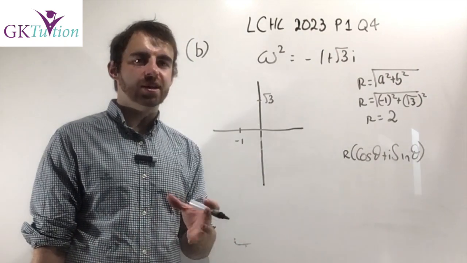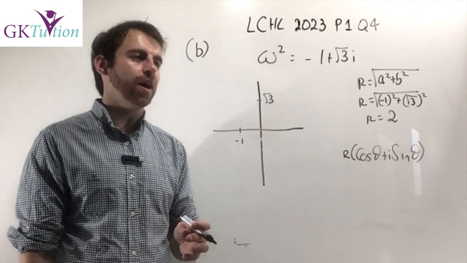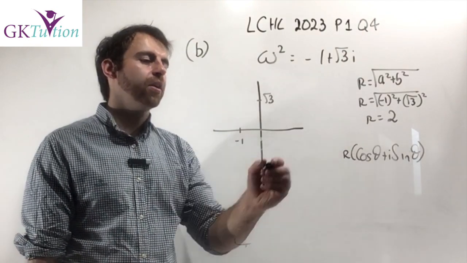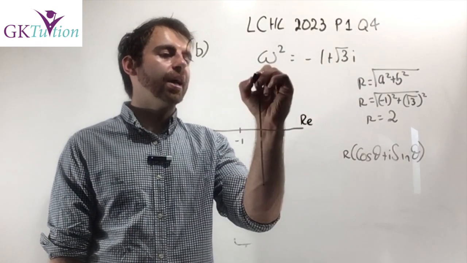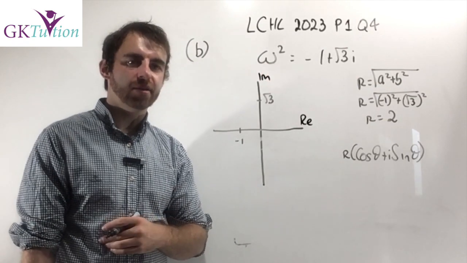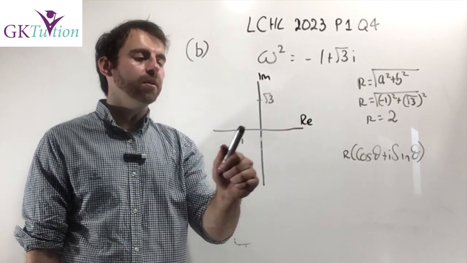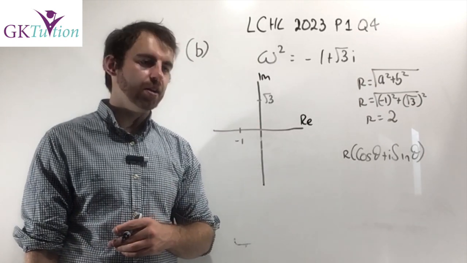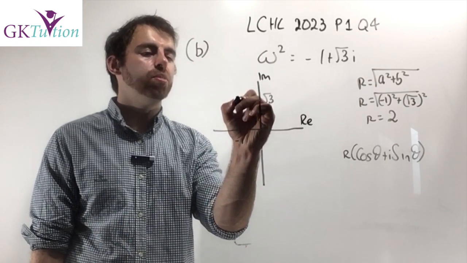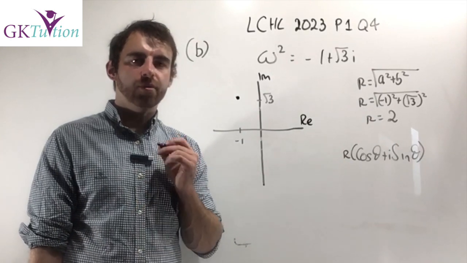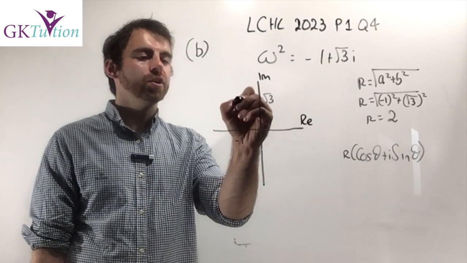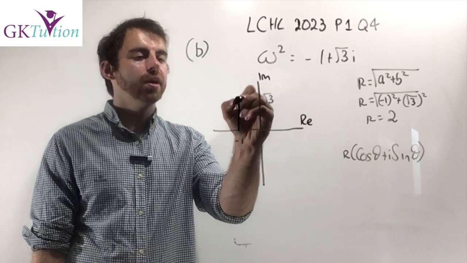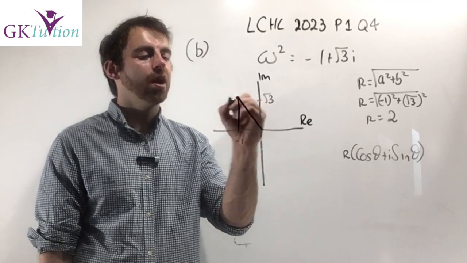Theta, the argument, is a little bit trickier. We need a diagram for that. Basically, I've drawn an Argand diagram where the horizontal line is the real axis and the vertical line is the imaginary axis. I'm going to label in -1 for the real value and +√3 for the imaginary value. And basically then we just plot our point. Now we form a right angle triangle. You join your point to the horizontal line and you join your point to the origin.